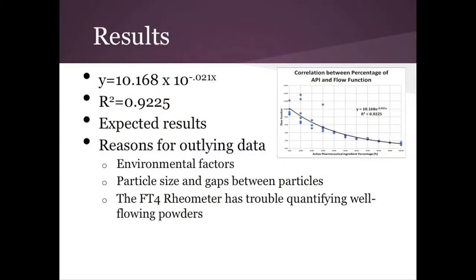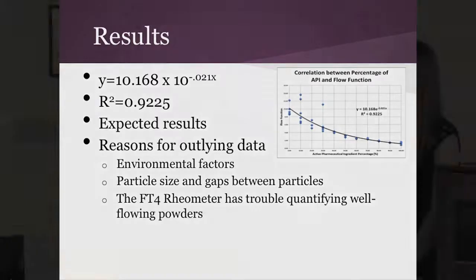Although on the left side of the graph up here, we had a lot of outlying data points, which was unexpected for us. There are a couple of possibilities for these outlying data points. One explanation is environmental factors, such as temperature, humidity, transportation time and experience, and storage time. For example, some of our powders were used immediately after being produced, while others sat overnight, so this could lead to changes. Another possibility is the particle size and the gaps between the particles. The MCC has a larger particle size, so there's more space.